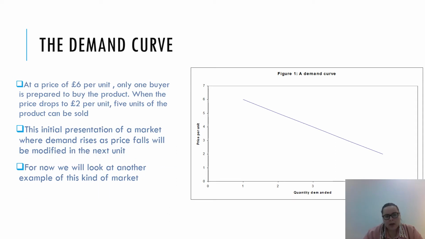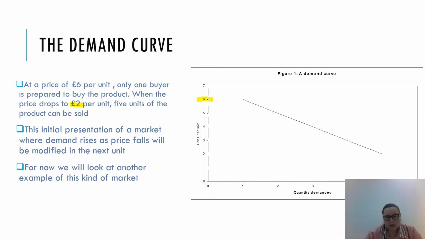Okay, as an example, let's say that we have a unit price of £6, for which the buyer is ready to purchase a product. When the price drops to £2 a unit, five units of this product might be sold. You might not see it here, but it's somewhere behind my picture, right? So for now we are going to look into another example.